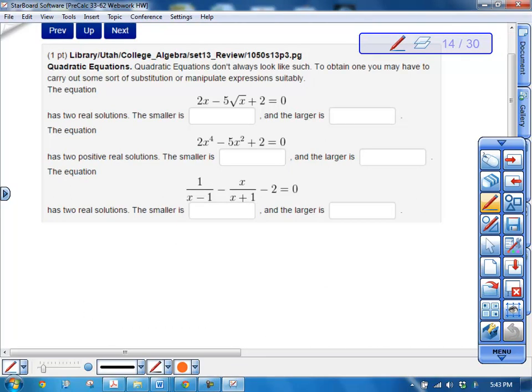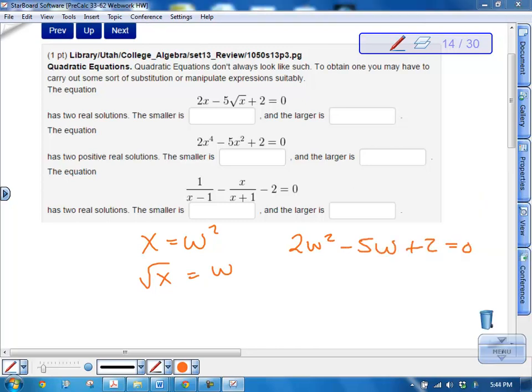Okay, this is a really long problem. Sorry, but let's just do one step at a time. So the first one, kind of a trick. We're going to call x equal w squared, and then we'll call the square root of x equal to w. Right? So when I square w, I get x. You can see this pattern. The reason I'm going to do that is because then I can make this quadratic. So x is w squared minus 5w plus 2 equals 0.